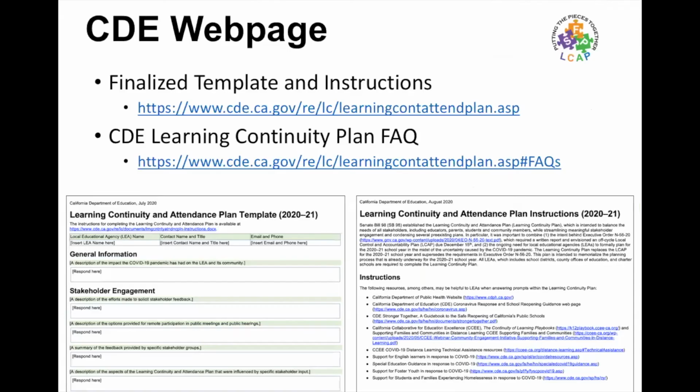In addition, on the next slide, the CDE webpage, you'll find the finalized template and the instructions. In addition, CDE has developed a list of frequently asked questions, and they're continually updating that with questions from the field. So it's a good spot to check periodically for new information and clarification.